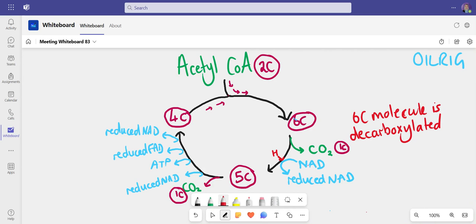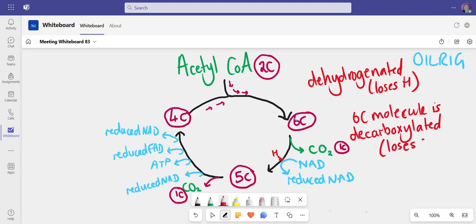Each time the NAD becomes reduced NAD, it's obvious that it becomes reduced because it's in the name, but the molecule before has become oxidized. So the 6-carbon molecule becomes oxidized as it gives its hydrogen away. It also loses hydrogen, therefore it's dehydrogenated as well. So remember the word dehydrogenated means loses hydrogen. Decarboxylated loses carbon.